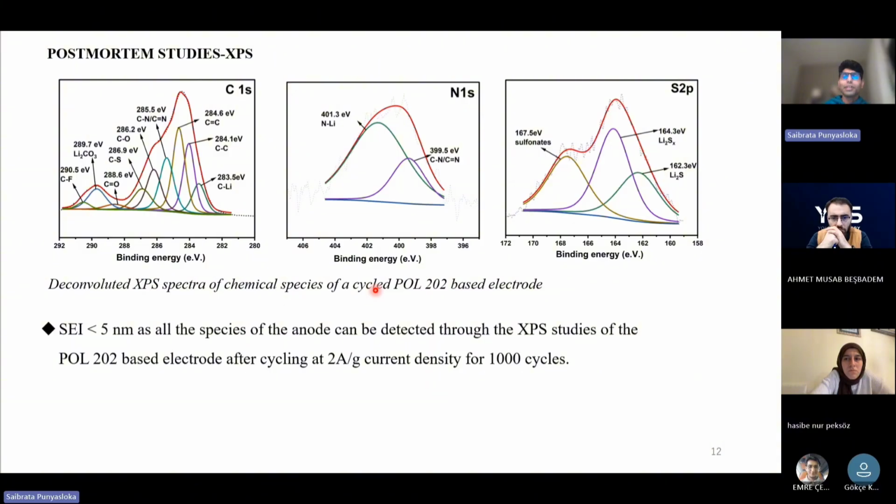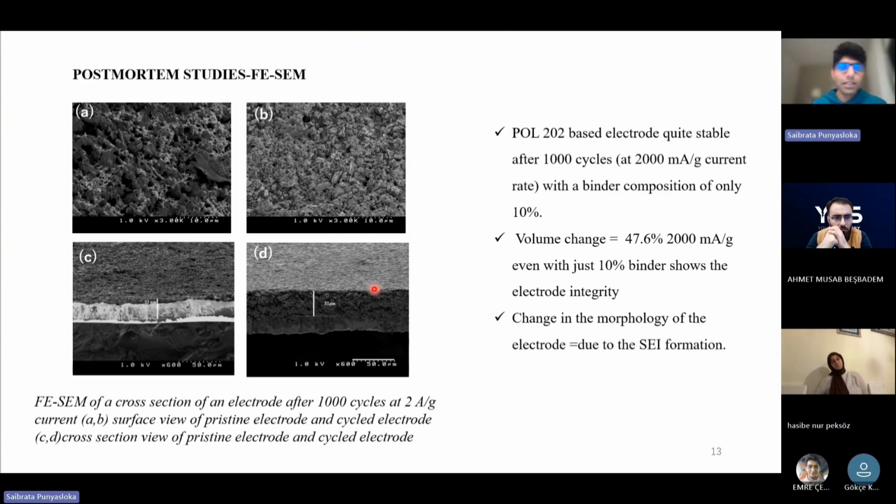So if we can go deep, you can break into the SCI and detect the elements which are from the anode itself, that means the SCI is less than 10 nanometers. And you can also look at the volume, like you can do an FESEM of the cycled electrodes, and of course, the volume change you can calculate, like you can take a pristine electrode and then take one after 1,000 cycles, and look into the difference in the volume expansion.